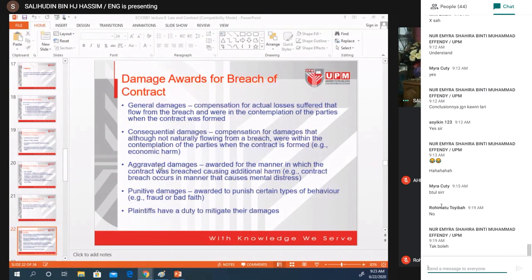Aggravated damage. This is something to do with the mental. Say because you cancel that one, now your name is down the drain, nobody trusts you, you feel ashamed, you cannot go out. There's aggravated damage. So you convince the court that because of that you suffer mentally.